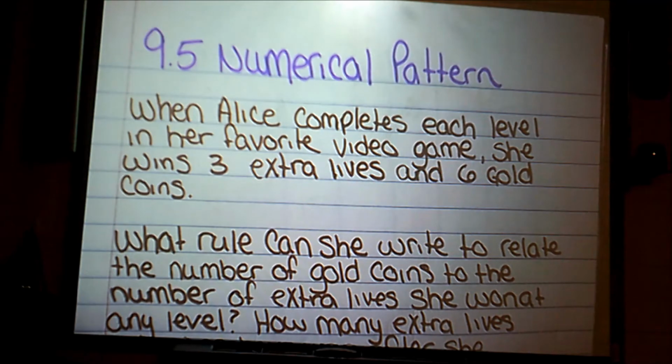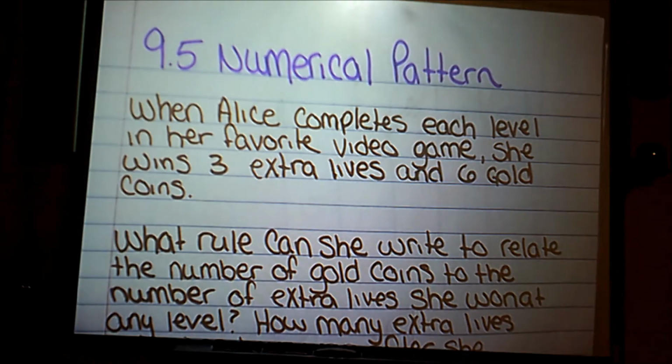So let's back up and let's look at the problem, and I promise this will make sense. My friend Alice here is an avid video game player. She loves her video games. And in this video game, her favorite video game, mind you, she found that for each level in the video game she passes, she wins an extra 3 lives, and she also wins 6 coins. So level 1, she gets 3 lives and 6 coins. Once she passes level 2, she gets another 3 lives and 6 coins, and so forth.